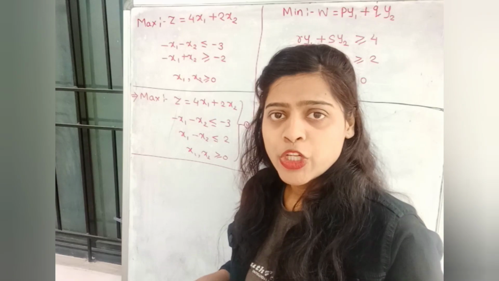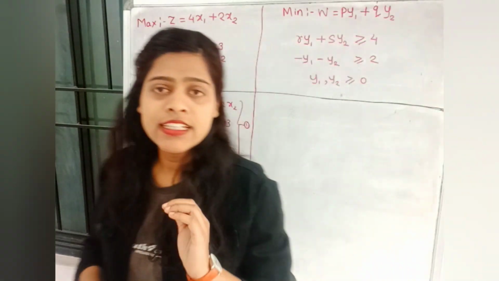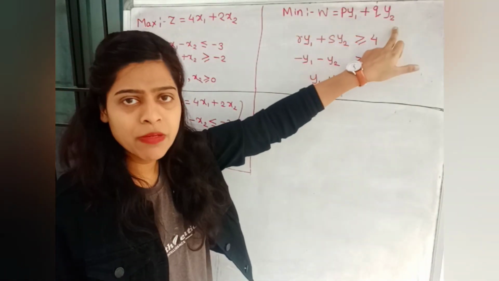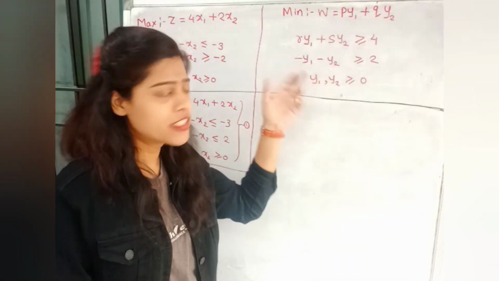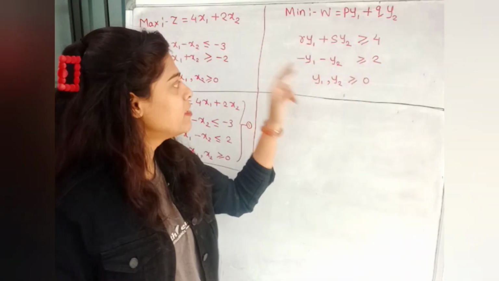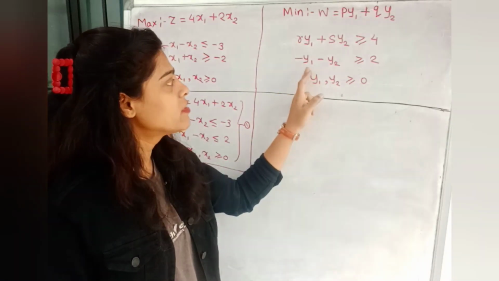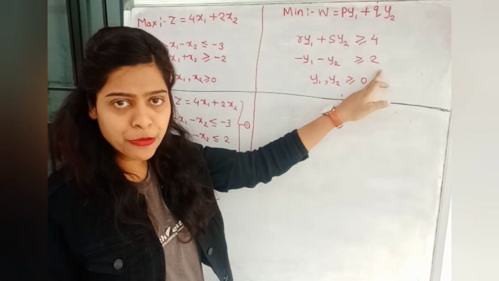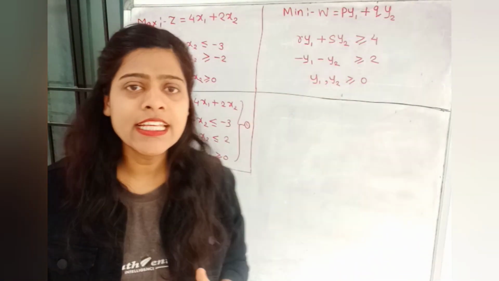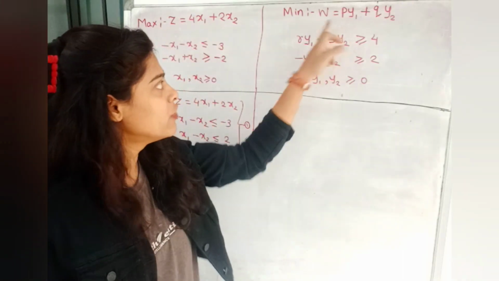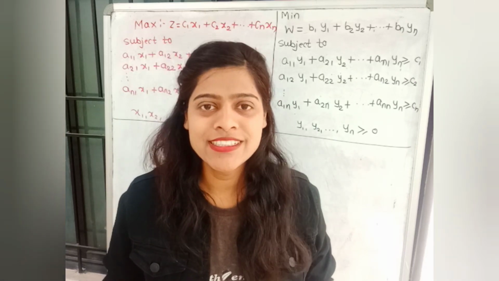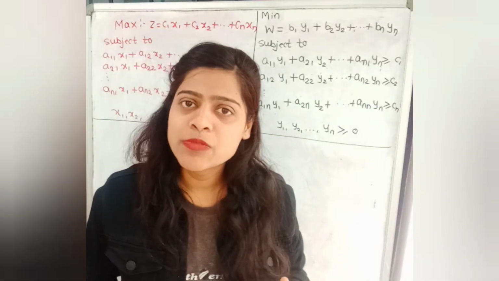Given in the question, we have the dual of equation number 1, whose objective function will be of minimization type, such that w = py1 + qy2, subject to the constraints. First constraint is ry1 + sy2 ≥ 4. Similarly, second constraint is -y1 - y2 ≥ 2, and the non-negative condition is y1, y2 ≥ 0. In this question, we only have to find the values of P, Q, R and S.